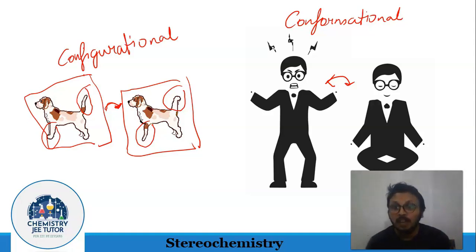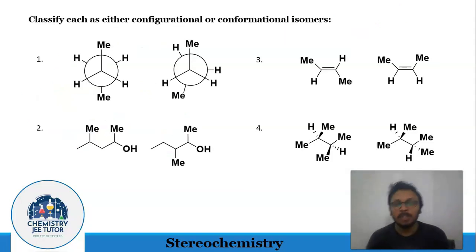To summarize, configurational isomers are those which cannot be converted by simple rotation. You have to break one part of the molecule to convert it into the other molecule. While conformational isomers are those which can be interconverted by simple rotation around a single bond. You don't need to break any part of the molecule for interconversion. I hope you have got what configurational and conformational isomerism are.